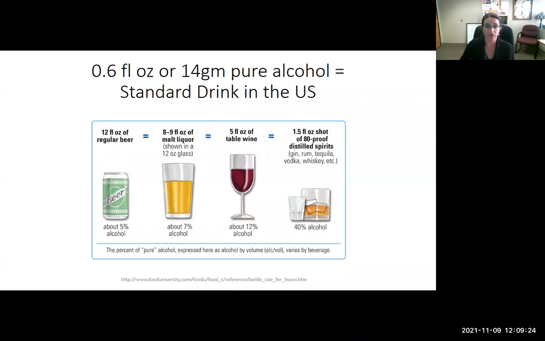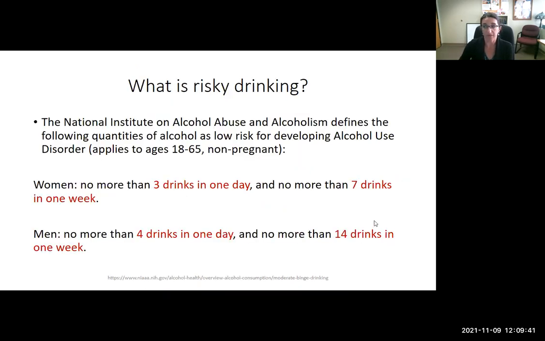And this is important too, because if your patient reports having 1 or 2 glasses of wine, let's say every evening, you want to know, are those 5-ounce glasses or are they larger? Because that would help you quantify their risk based on the amount. So what is risky drinking?